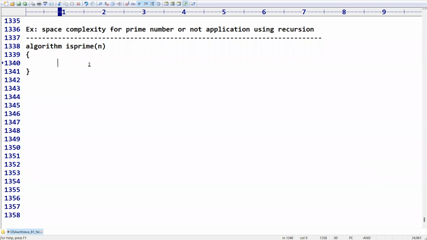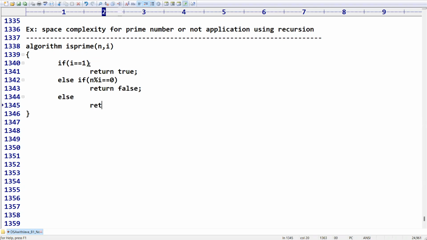We are going to check whether I value is equal to 1. If I is equal to 1, then we are going to return true. In addition to n, we are going to pass I also. Sir, now after this, what will happen? Else if n % I is equal to 0, then we are going to return false. Otherwise, what we have to do? We have to return is prime of n comma I minus minus, something like this we have taken. This is nothing but the algorithm we have taken in the previous cases, how it is going to work.